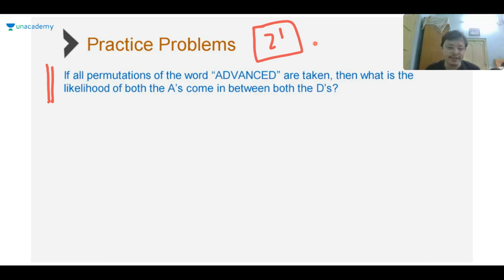So Divankar is saying 1 by 28. What about the others? So if all the permutations of the word ADVANCED are taken, what is the likelihood that both the A's come in between both the D's? So how can we do this in 30 seconds?